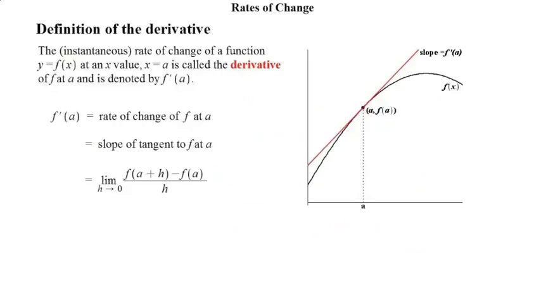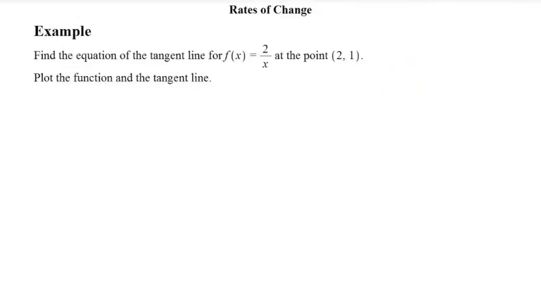We now want to take the instantaneous rate of change and give it its calculus name. So we're going to define the derivative of f at a and denote it by f prime of a to be the rate of change of f at a, which geometrically will be the slope of the tangent line to f at a, and we'll find it by taking the limit of the average rates of change over shorter and shorter intervals. In this example, we want to take the function 2 over x and find the equation of its tangent line at the point (2, 1).